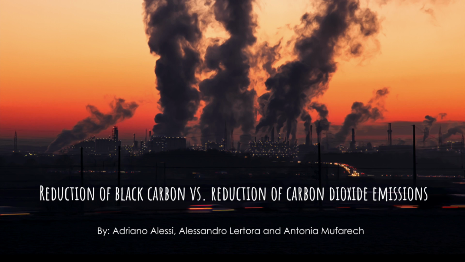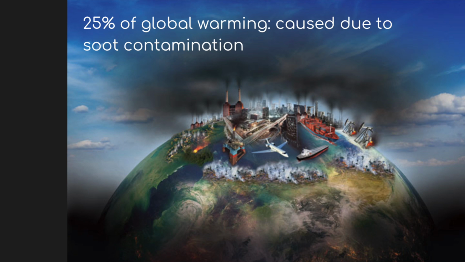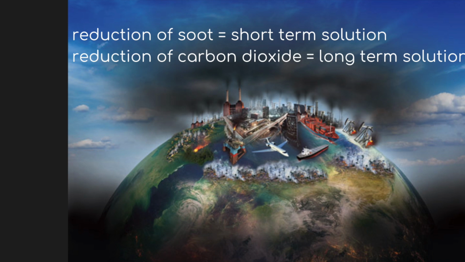There are many factors that affect climate change. The biggest one is the increase that has occurred in carbon dioxide emissions since the Industrial Revolution. Nevertheless, 25% of the observed global warming has been caused due to soot contamination. Even though controlling carbon dioxide and soot emissions are both important, the reduction of soot is a short-term solution while the reduction of CO2 emissions is a long-term solution.